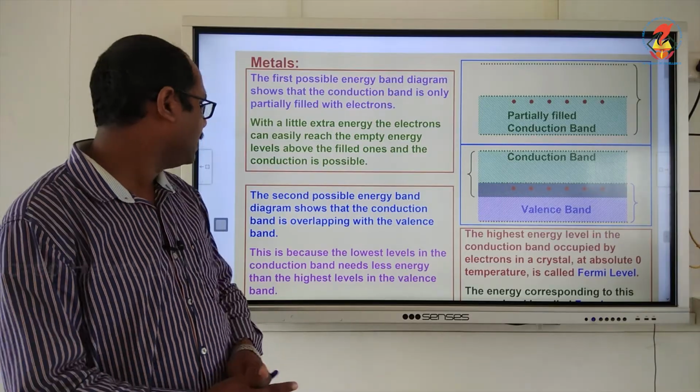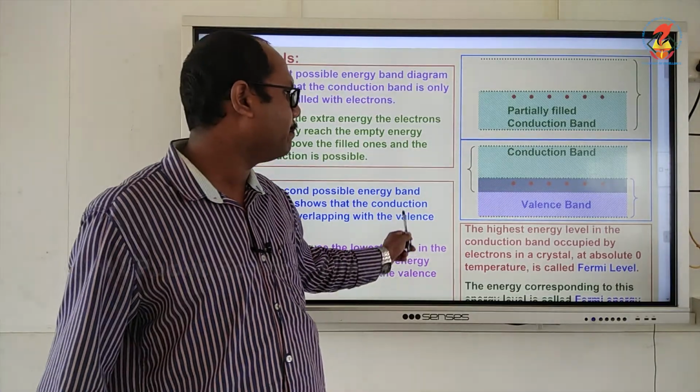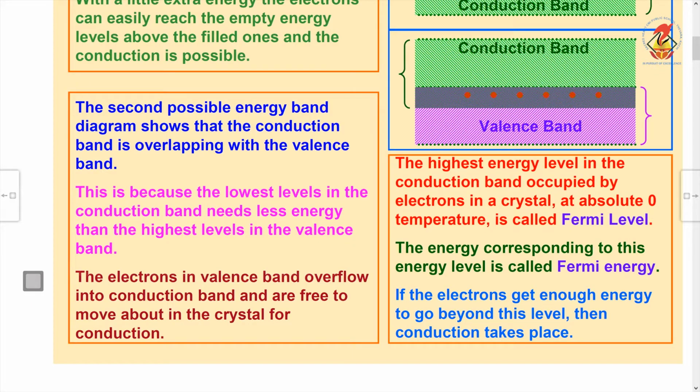Okay. Now, what is Fermi level? The highest energy level in the conduction band occupied by the electrons in a crystal at absolute zero temperature is called Fermi level.